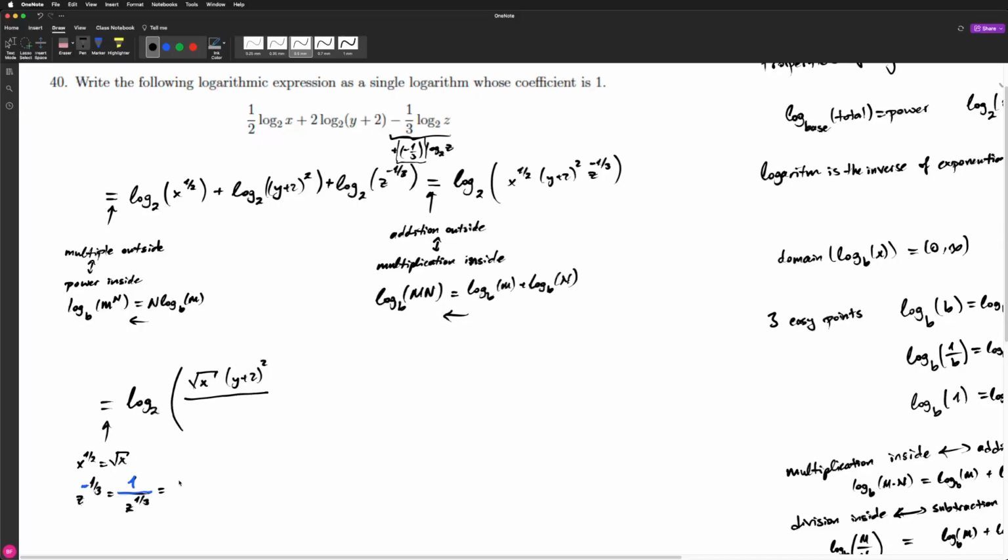And then I can rewrite it as the third root. By the way, this answer is also acceptable. You can leave the rational exponents, but that wouldn't be a big deal. They both mean the same thing.